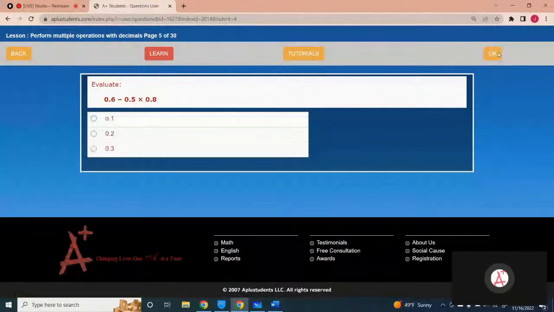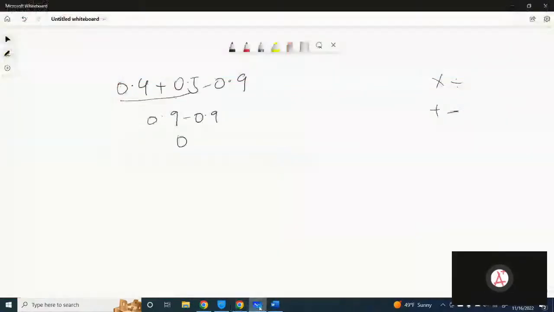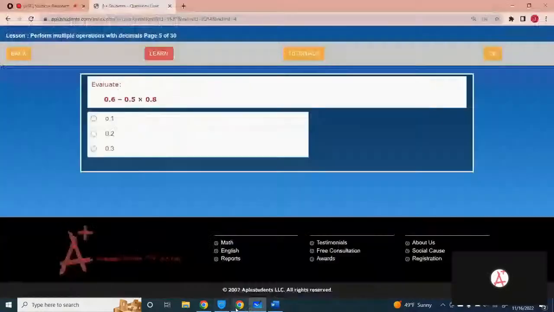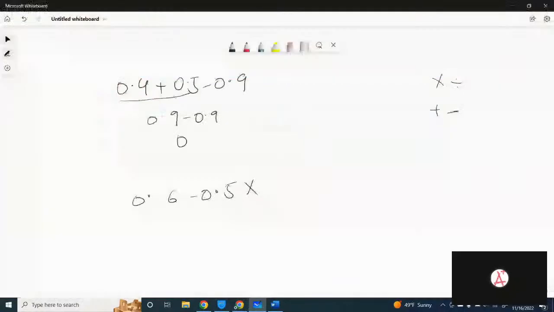Okay, now the next one is you have to multiply and subtract. 0.6 subtract 0.5 multiply 0.8. So multiplication has the higher priority than subtraction. Got it? You have to do multiplication first.